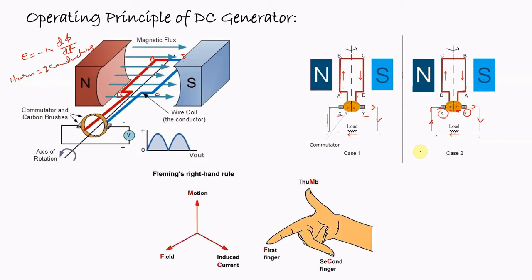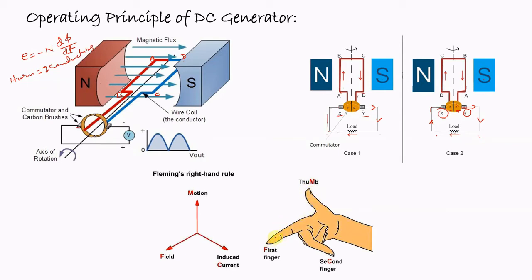The direction of the current can be identified by Fleming's right-hand rule. So here again we can recall Fleming's right-hand rule. If we stretch the thumb, first finger and the second finger of the right hand, then the thumb indicates the direction of the motion of the coil.